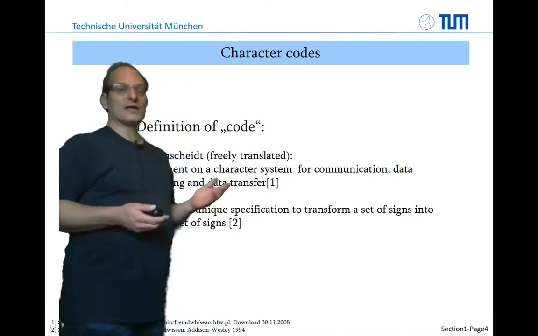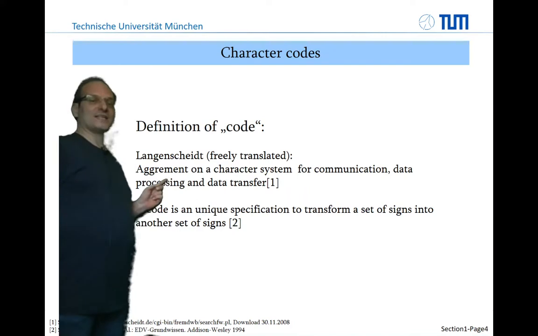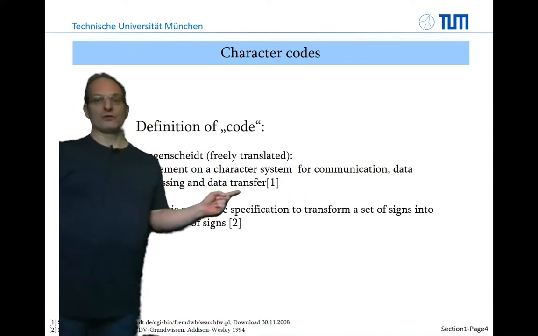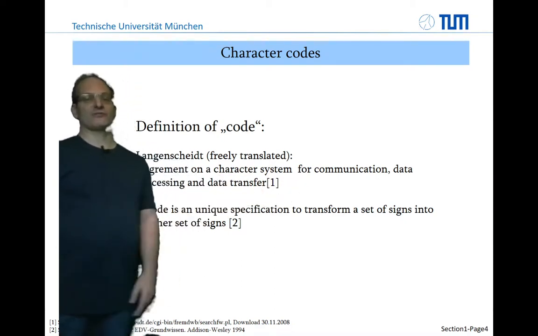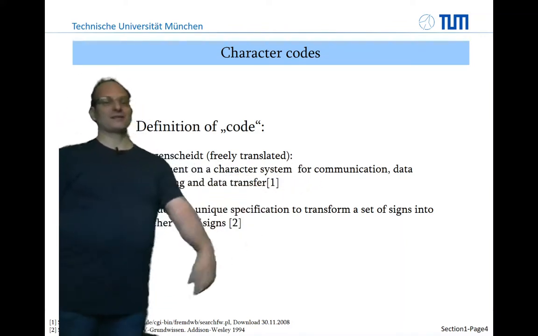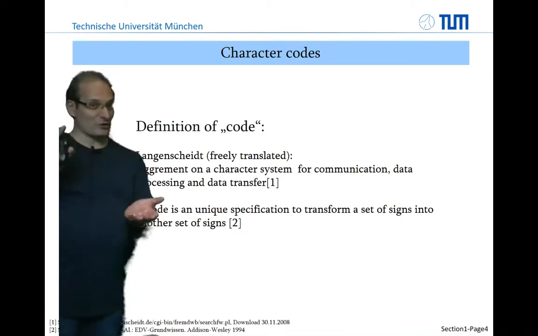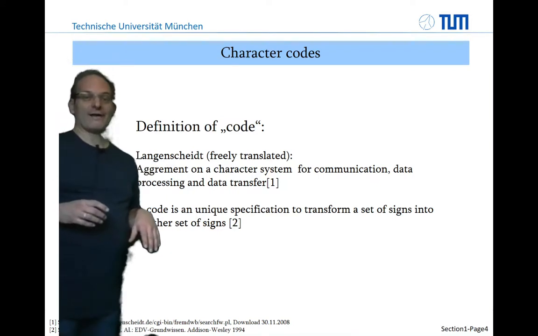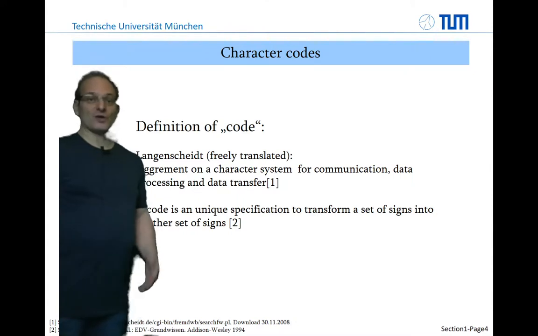So if you search, for example, in the Langenscheidt, you find that it is an agreement on character systems for the communication, data processing, and data transfer. So this communication aspect is an important part, because the code which I mentioned, which might come into your mind, is used for communication on ships, for example.